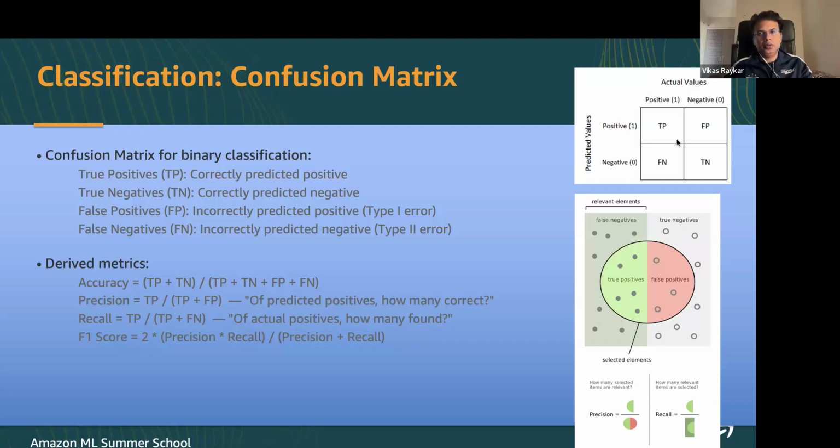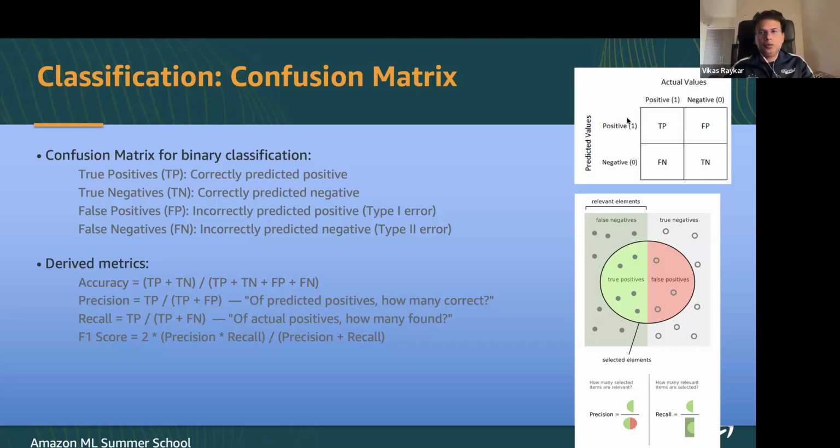One way to remember is that a true positive is a correctly predicted positive, and a true negative is a correctly predicted negative. The cross terms are the errors. A false positive is an incorrectly predicted positive: you're predicting it as positive, but it's false. And a false negative is an incorrectly predicted negative: you're predicting it is negative, but it happened to be positive. So TP and TN are your correct predictions, and FN and FP are your errors.